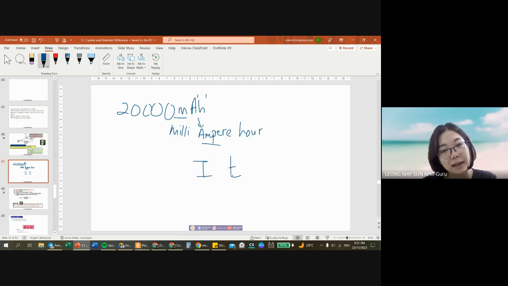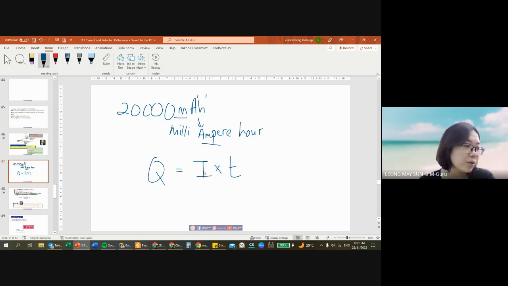I multiply current by time, what do we get? Q. So 20,000 mAh is the amount of charge that is inside that power bank. It's the amount of charge inside that power bank. So, very quickly, this is 20,000 mAh.